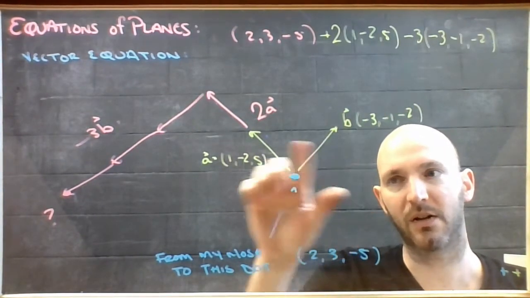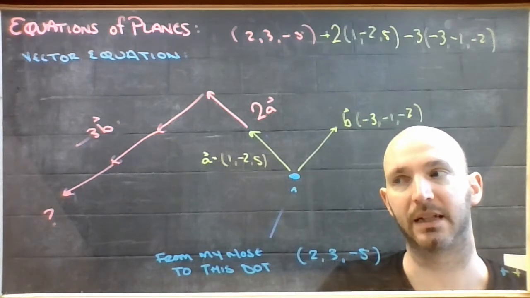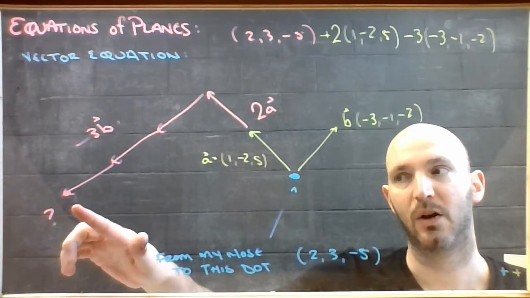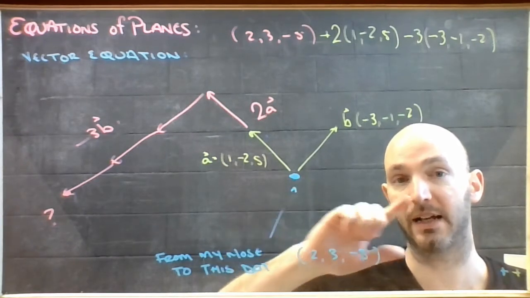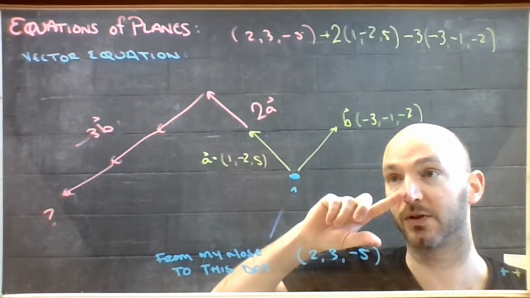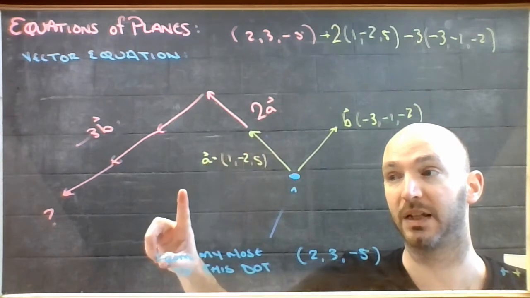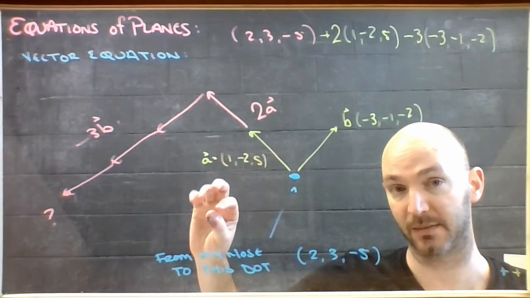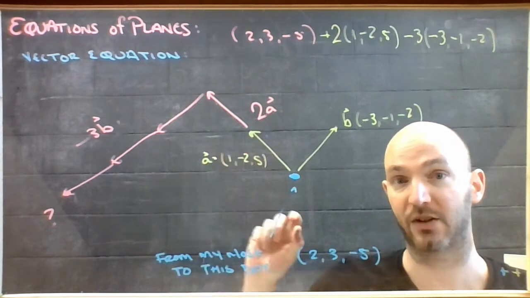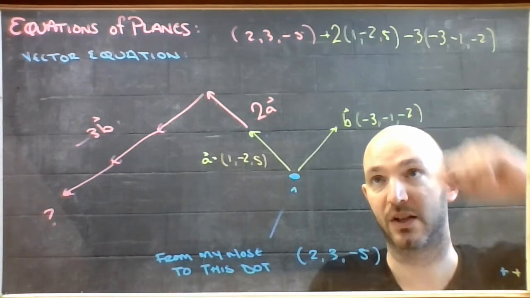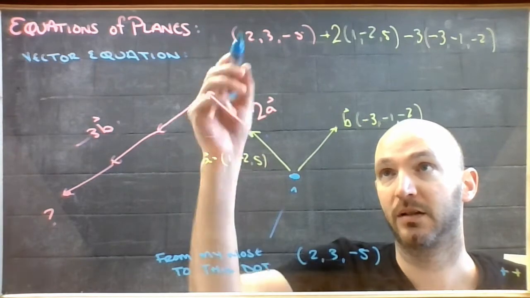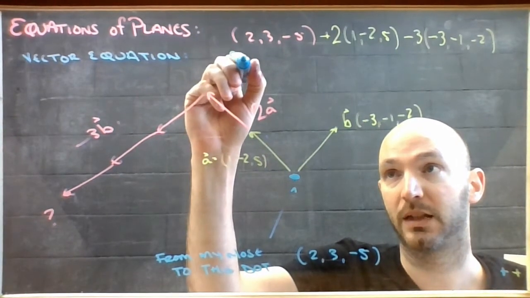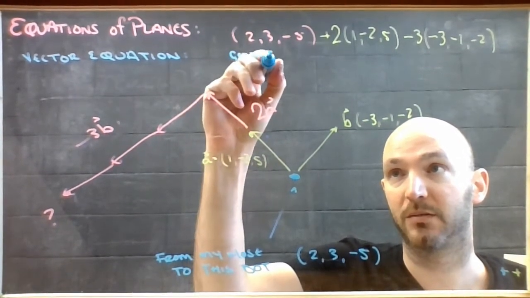So you notice that all 3 of these pieces were needed. I couldn't get to here without the nose to glass vector, because if I hadn't used that one first, starting at the origin, 2A and negative 3B is here, right? And this place out in space isn't actually in the plastic plane. So I needed this one to get to the plane.